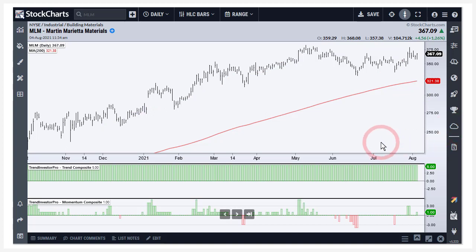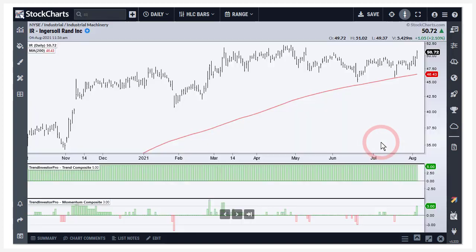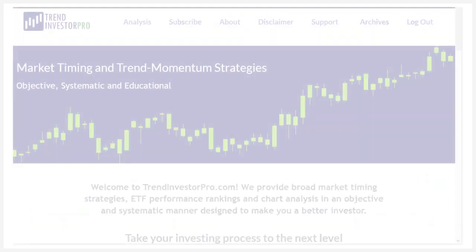And then another one that caught my eye was Ingersoll Rand. These are some seriously old school stocks, Martin Marietta and Ingersoll Rand. And you can see here that this one also hit a new high in May, and then it corrected with a move back towards the 200-day, the rising 200-day, and it is breaking out here. So it is showing some strength as well.